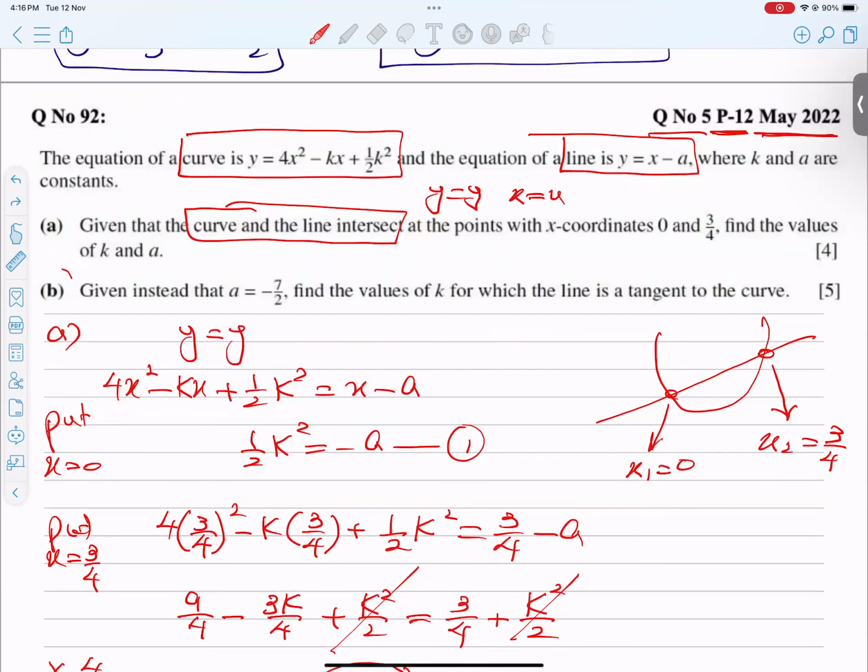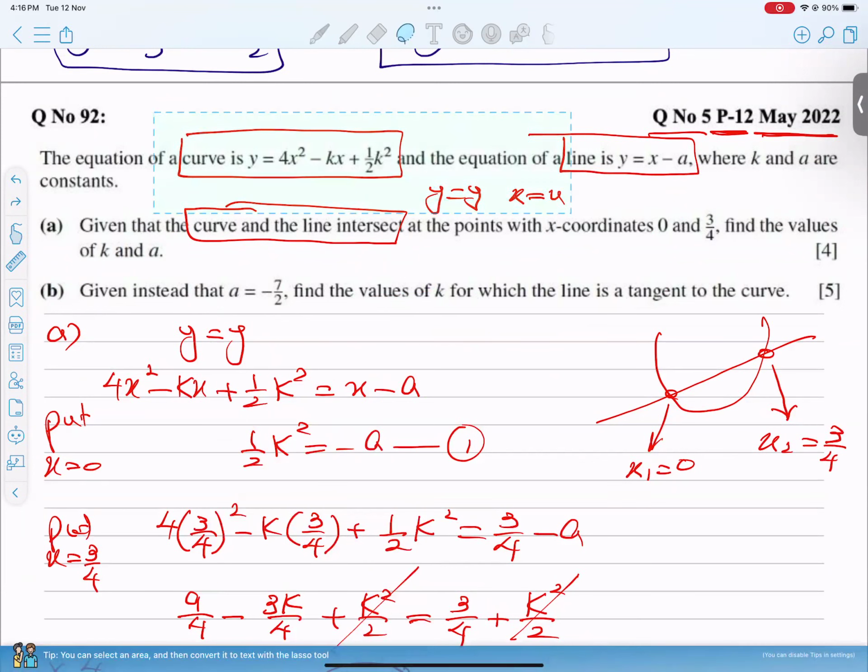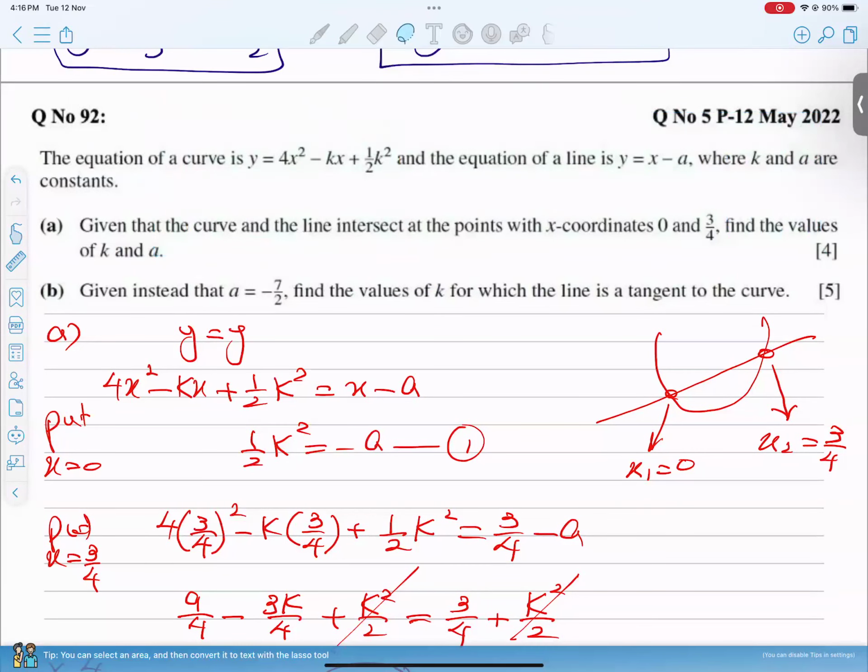Now part B. He said given instead that a is -7/2. The previous a value I will not use in part number 2. So this value I will replace here. And he said find the values of k, given the line is tangent to the curve. So let me show you what he's talking about.